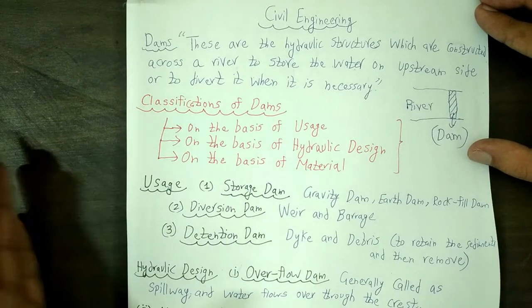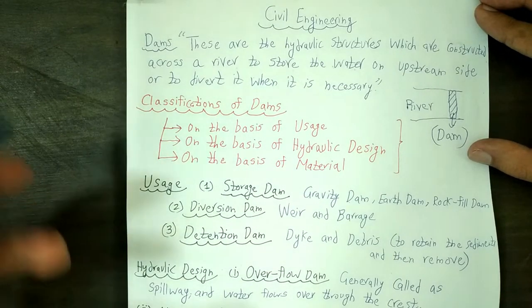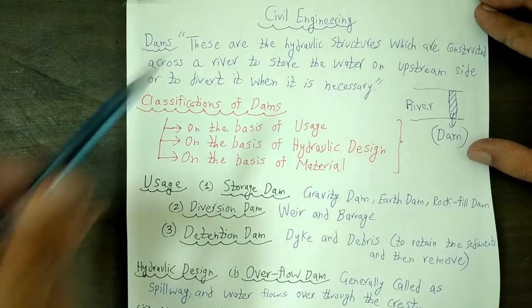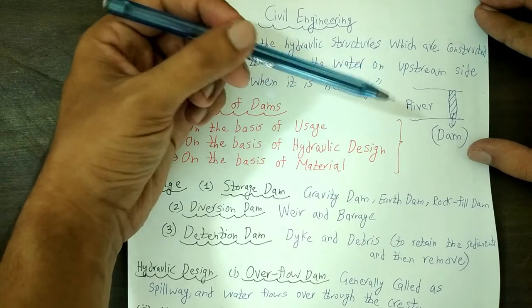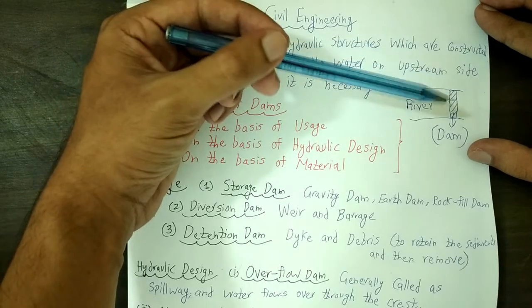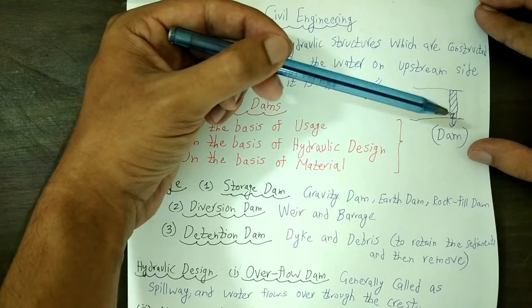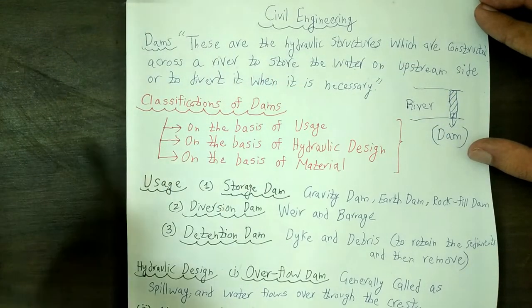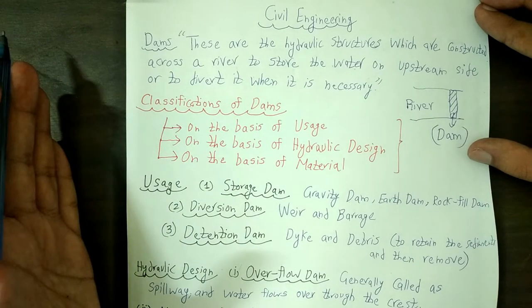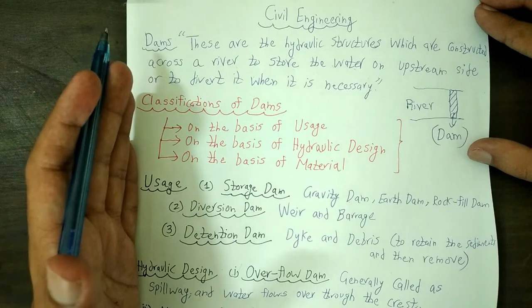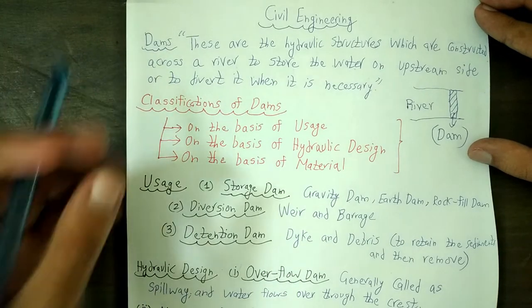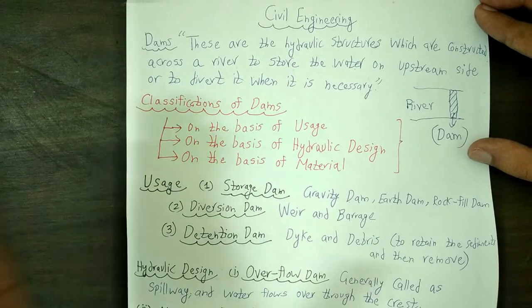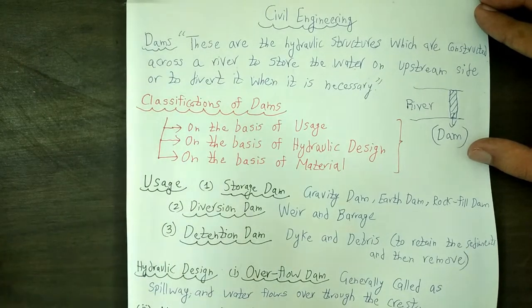So basically, what are dams? Dams are hydraulic structures. Hydraulic means it is related or concerned with water. These are hydraulic structures which are constructed across a river or a stream. Here you can see a diagram where I have shown the river flowing in a direction, and here there is a hydraulic structure which is called a dam. This dam is constructed to store the water or to divert the water when it is required. So basically, dams are constructed on the river and they have different purposes. They may serve the purpose of storage, or the purpose of diverting the water when it is required. So basically, dams are hydraulic structures built on river bodies.